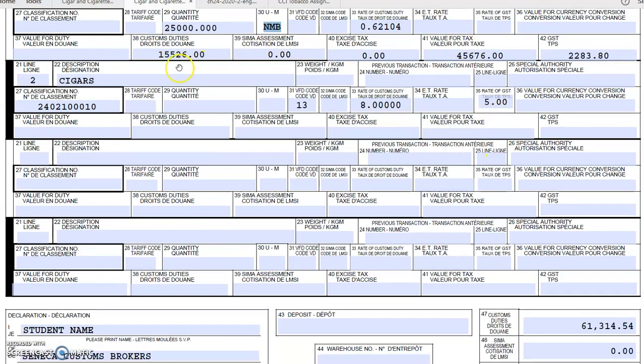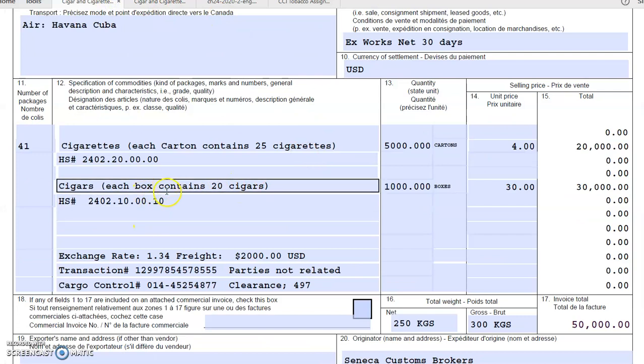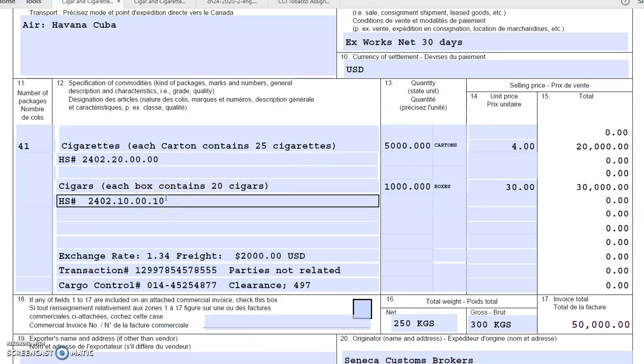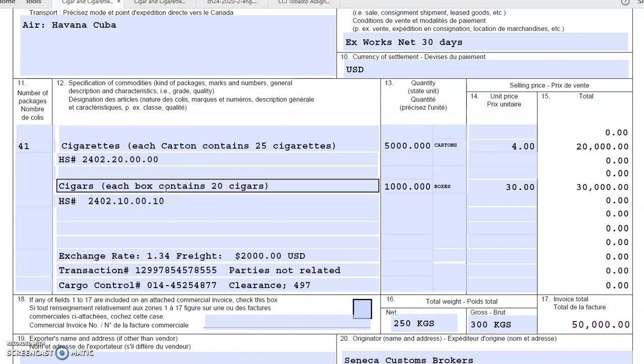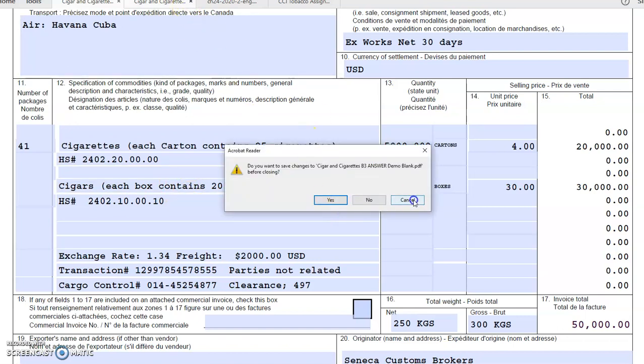Now let's talk about the cigars. The cigars is a different matter. The cigars attract three different types of duty. One assessment of customs duty and two assessments of excise duty. So, first thing we need to do, oops, don't want to do that.